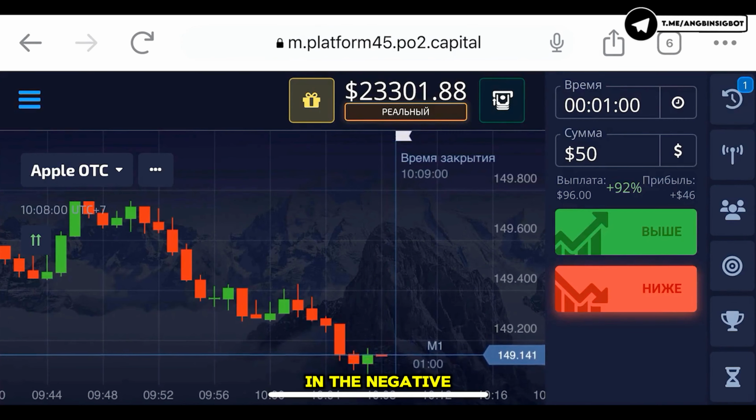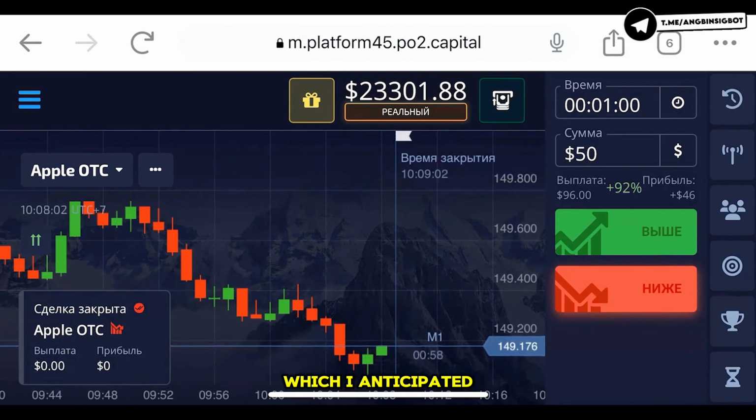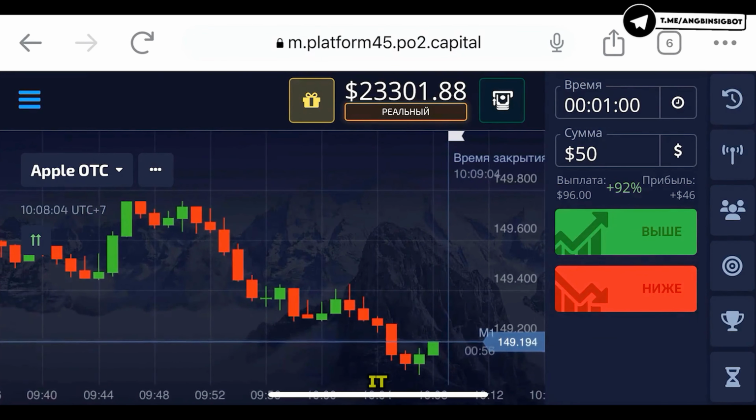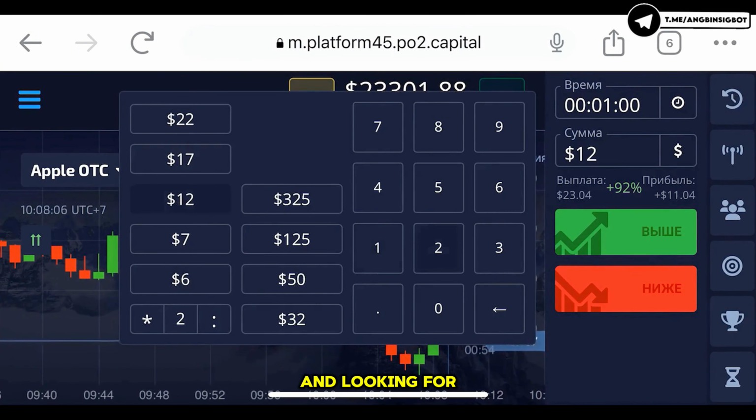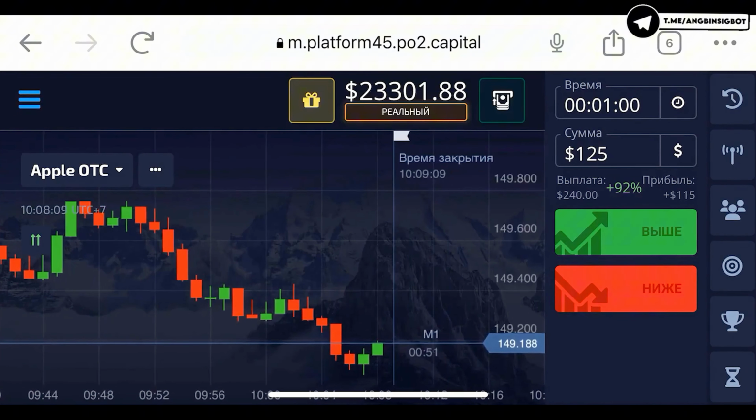The trade is in the negative. The price has indeed retraced, which I anticipated, and there is nothing sad about it. Now I am changing the trade amount and looking for the next similar situation.